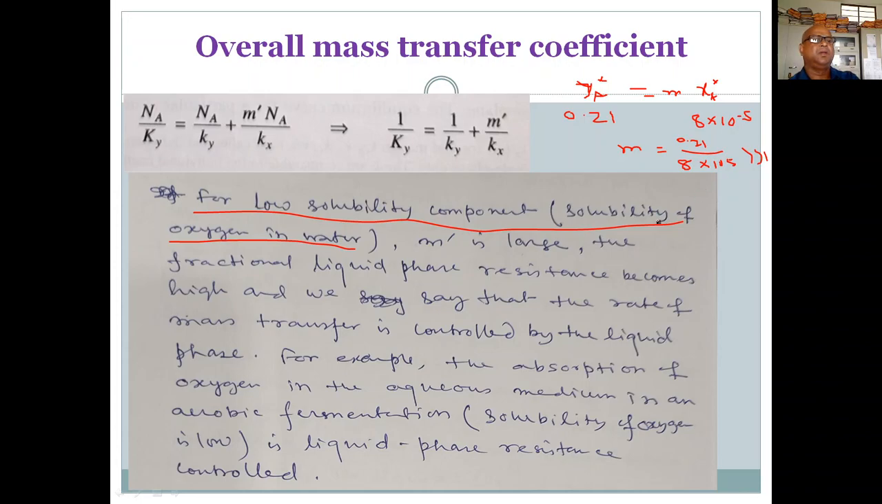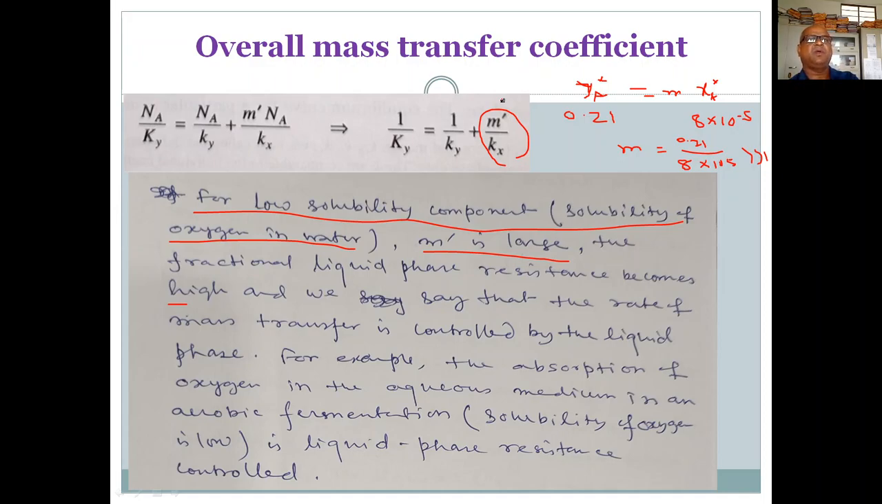Okay. So for a low soluble component, the m dash will be large. If m dash is large, then this resistance will predominate. The fractional liquid phase resistance becomes high, and we say that the rate of mass transfer is controlled by the liquid phase. This will be negligibly small, and let's say of the total resistance, the gas phase is 10% and the liquid phase 90%. Then in this case, if I stir the gas phase side, if I increase the value, nothing will happen.